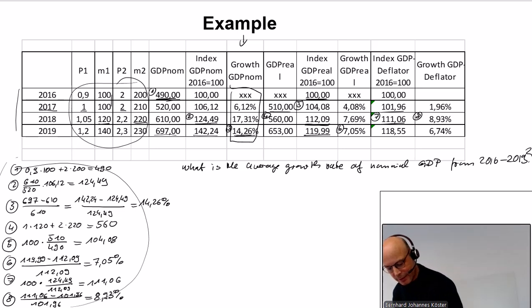Well, then let's do it in a general way. What is the question behind it when we want to calculate an average growth rate? Well, we are starting here with 100, and after 3 years, we end up with 119, 142.24.